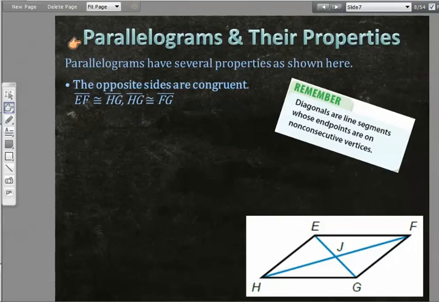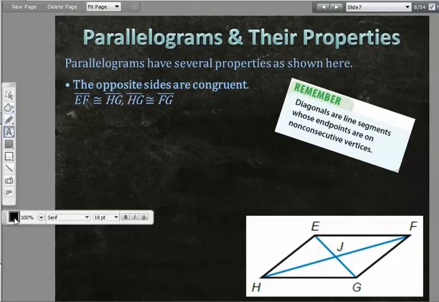Okay, let's talk about all the properties of a parallelogram. First is the opposite sides are congruent. Like here the examples they gave is EF is congruent to HG, and I think this is wrong right here. This should say HE. Let me fix that.